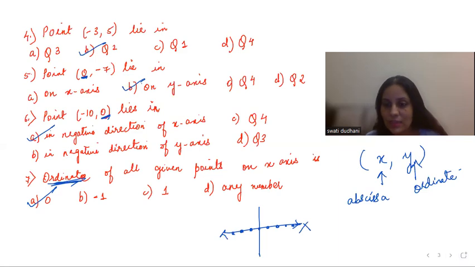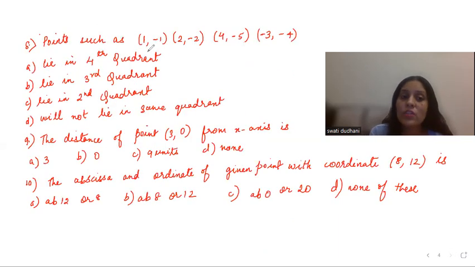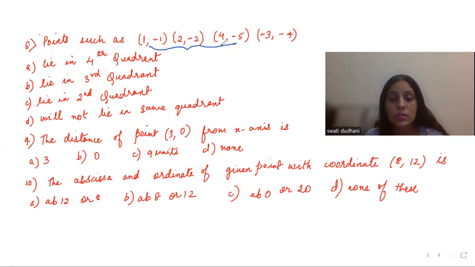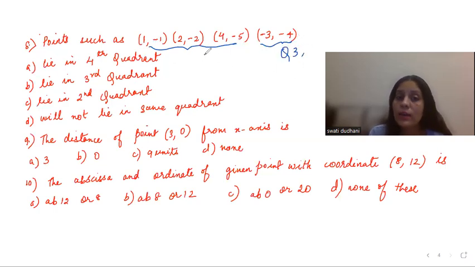Okay. Next. Points such as (1, -1), (2, -2), (4, -5), (-3, -4): which quadrant do they lie in? I see that in these 3 points the x coordinate is positive and y is negative, but here both are negative. So this will lie in the third quadrant and these will lie in quadrant 4. So they will not lie in the same quadrant.